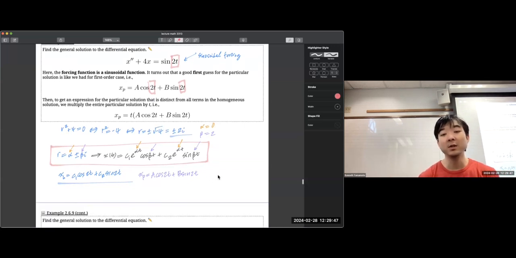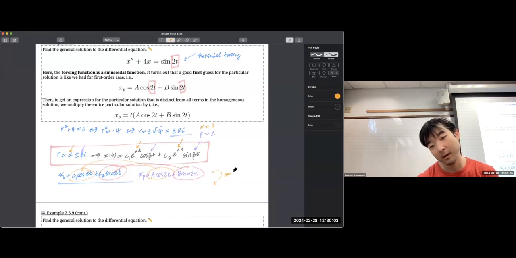So the solution is to multiply by t, because obviously the entire thing is matching. So this matches with this. This matches with this. So we're going to multiply by t. So if you multiply by t, then you get x of p is equal to just t times all of it, multiplied by t.